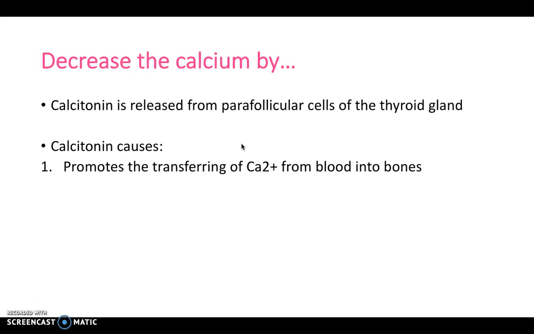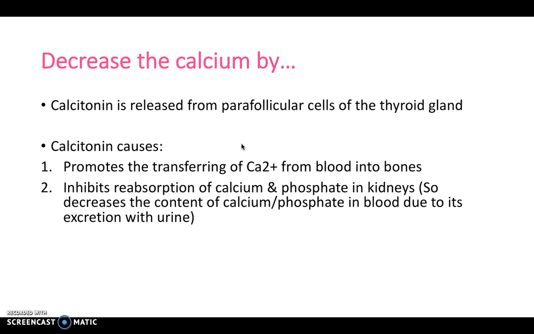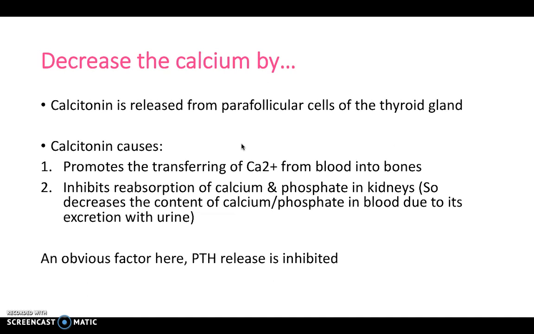Calcitonin causes promotion of the transfer of calcium from the blood into bone. So it promotes osteoblastic activity. In other words, to take up that calcium from the blood and put it into the bone. It inhibits reabsorption of calcium and phosphate in the kidneys. So it decreases the content of calcium and phosphate in the blood due to its excretion in urine. It excretes more calcium in urine. And an obvious factor here, as we've already said, PTH is inhibited, because PTH would do the opposite of what we want.